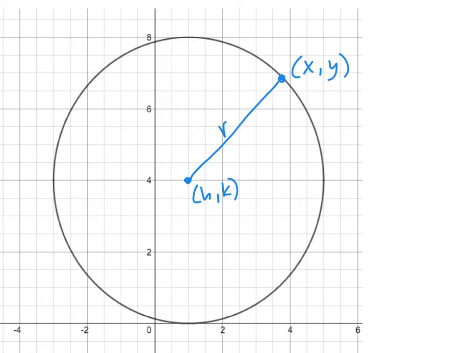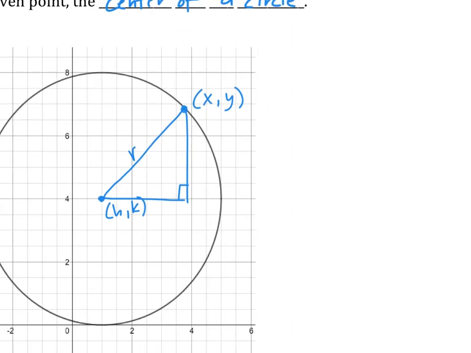So we're going to express this radius r using the Pythagorean theorem. If we draw like this, we can create a right triangle. Therefore, r is just the hypotenuse of this right triangle. Pythagorean theorem is a squared plus b squared equals c squared, right? And c in our case is the hypotenuse, which is r. So r squared. But we have to figure out how long a and b are.